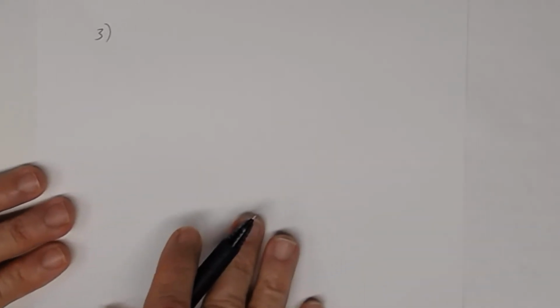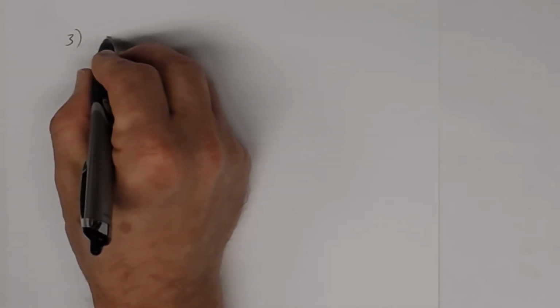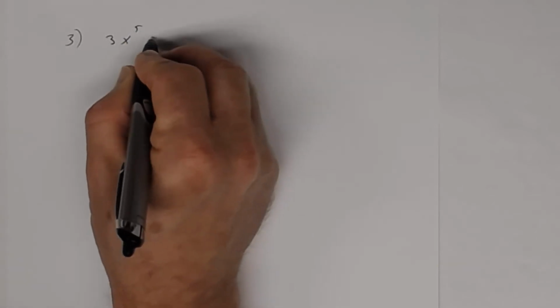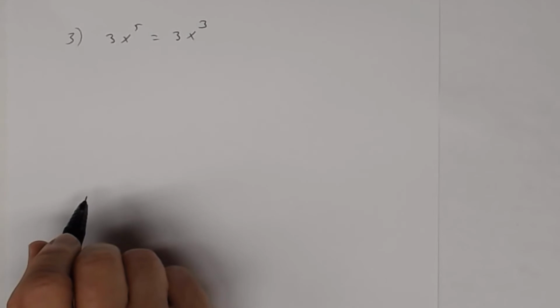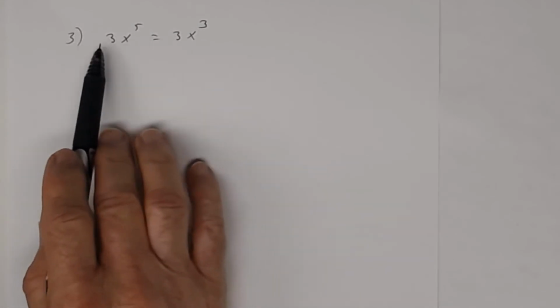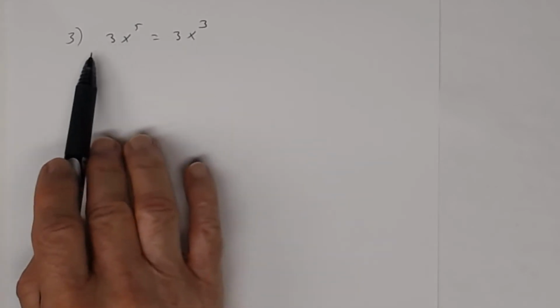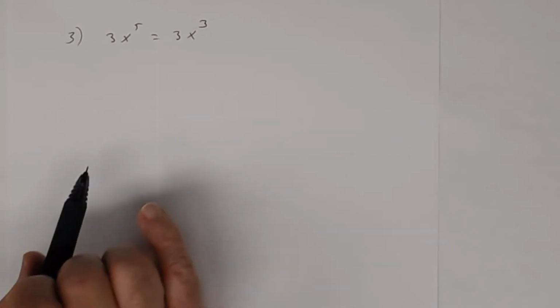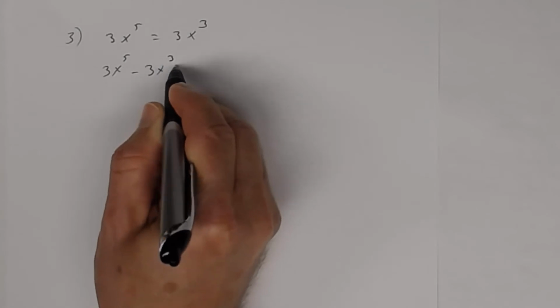Okay, so let's look at number 3. We have this higher order equation that looks like this: 3x to the 5th equals 3x cubed. Okay? Even though I see that both of these terms are divisible by 3, I'm not going to do that. I'm just going to bring the 3x cubed over. So I get 3x to the 5th minus 3x cubed equals 0.